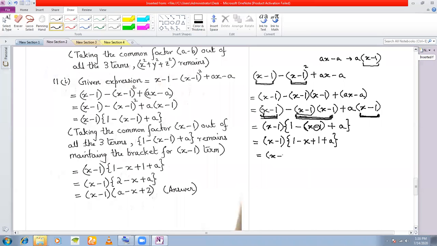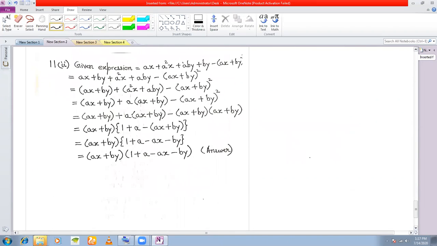So what you get is x minus 1. Okay. 1 plus 1 becomes 2 minus x plus a. Because I have a curly bracket here and no parenthesis inside, I simply replace the curly bracket by the parenthesis or the first bracket. Okay, understood? So this has been factorized into two factors. Important problem.